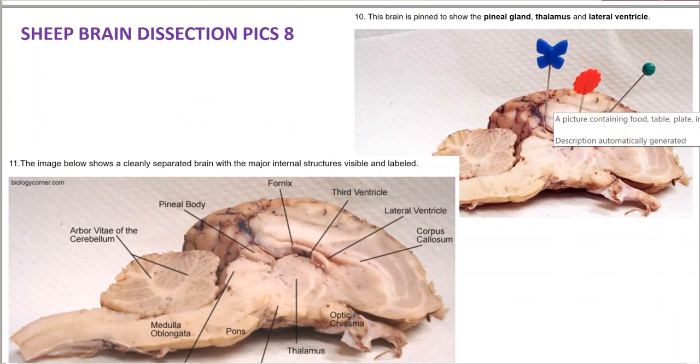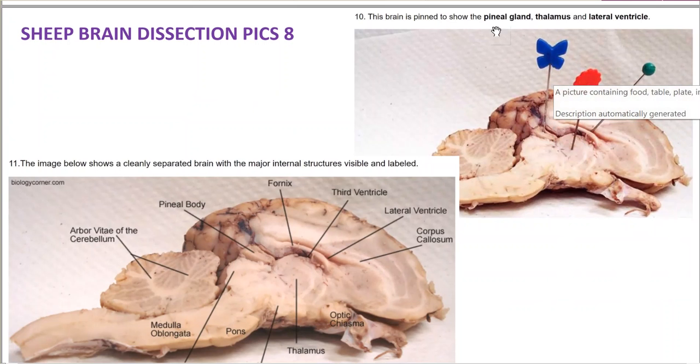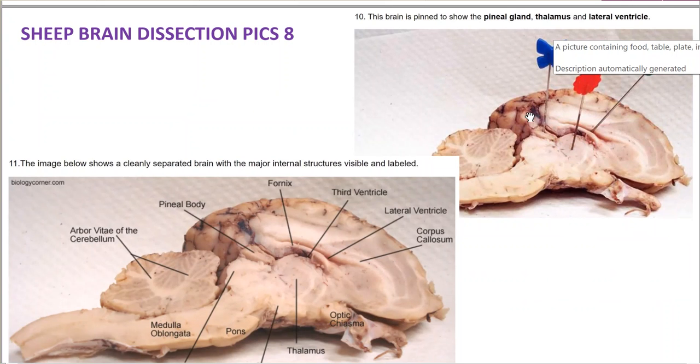The pins up here in the top right show the pineal gland, the thalamus, and the lateral ventricle, in order. Pineal gland at the back posterior aspect of your thalamus, and then the space would be the lateral ventricle, and then a beautiful labeled picture for you.